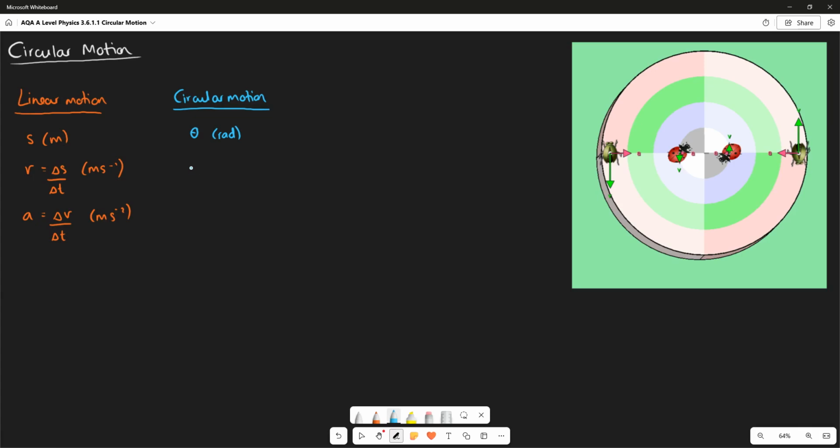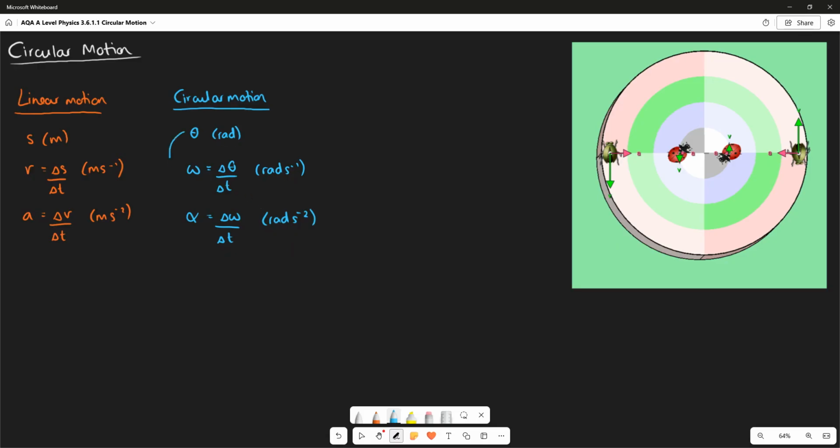Instead of velocity, we now have angular velocity, which is the rate of change of angular displacement, measured in radians per second. And instead of acceleration, we now have angular acceleration, which is the rate of change of angular velocity, measured in radians per second squared. So far, the only differences are the symbols, the slight change to the name, and the fact that instead of meters, it's radians.